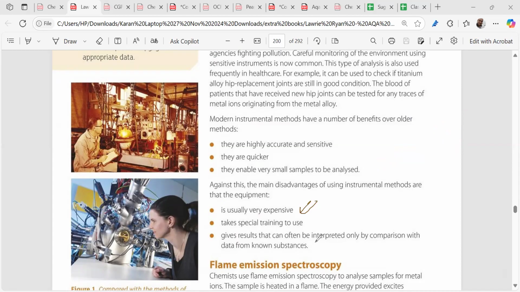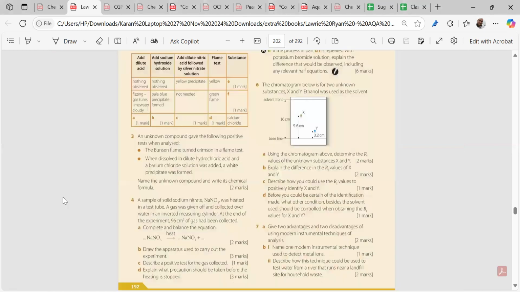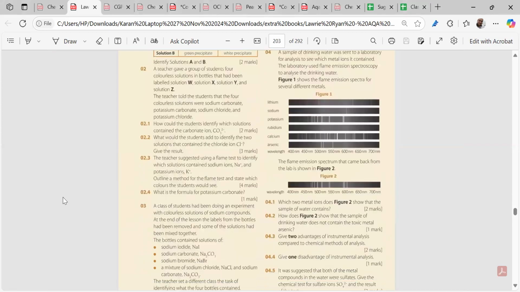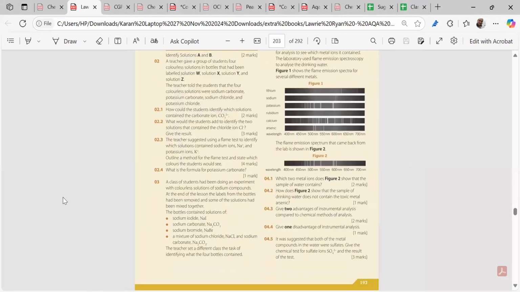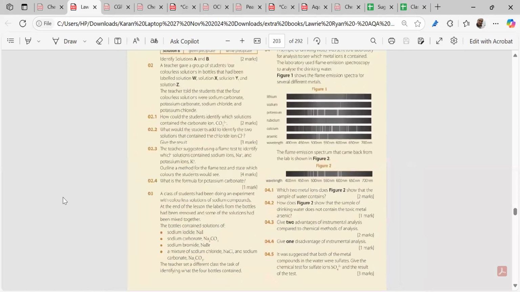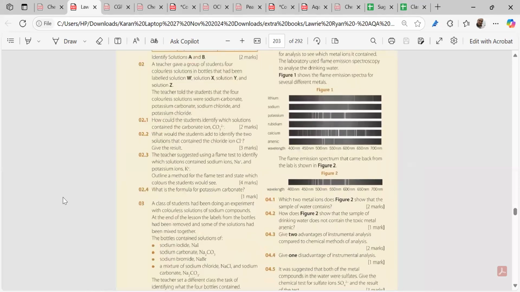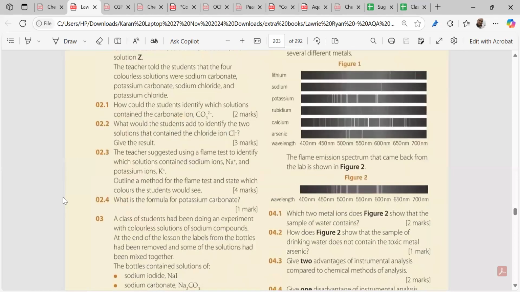Finally, you can only interpret the result by comparison with known data, right? Sorry, it's known data you have to fit. How does flame spectroscopy work? This is also an important portion, right? Please open your book and mark 193. Kailash, please type out 193, question number 4.